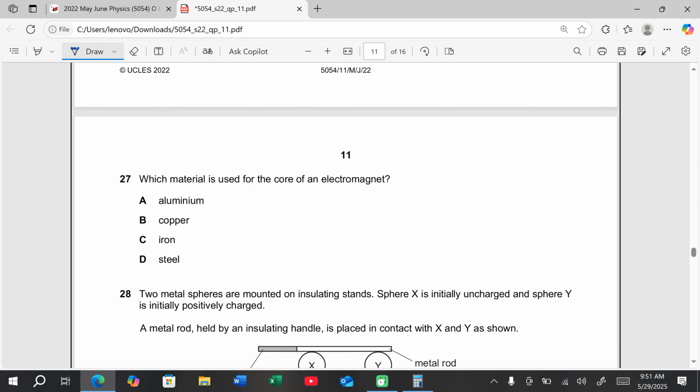Which material is used for the core of electromagnets? So it should be a temporary magnet, and it should be a stronger magnet which should have a property so that it takes all the field lines through it. So that is iron.